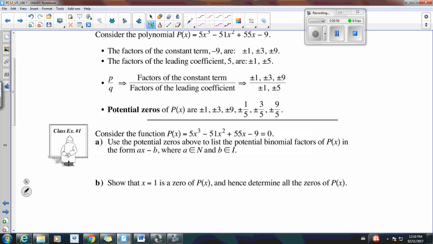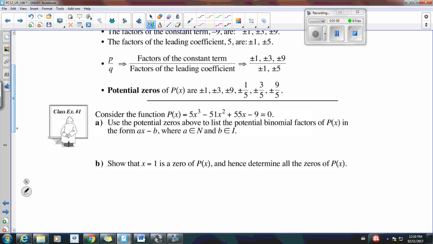This one. Example 1. We have this 5x cubed minus 51x squared plus 55x minus 9 equals 0. So we're just going to check anything that's a factor of 9. So that'd be 1, 3, and 9. Now we're guaranteed, if you're given this question in the course, that one of these will work. This is not actually the whole list of potential zeros, but it'll get us at least one of the factors.